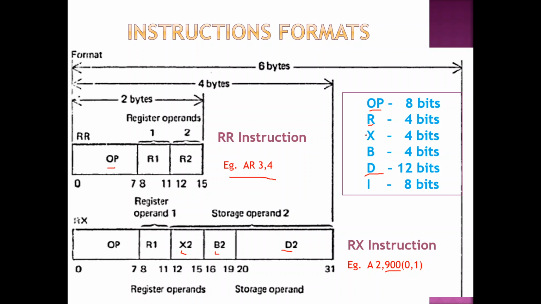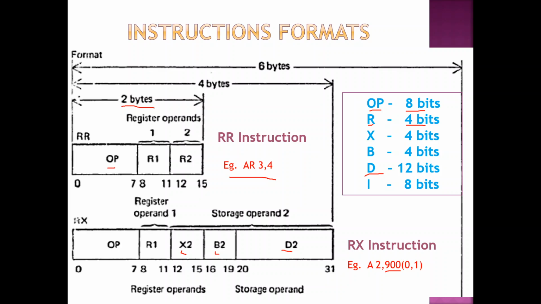So I told you opcode will be represented using 8 bits. Similarly, each register will be represented using 4 bits. So 4 bits for this register, 4 bits for this register. You understand? So this is the format. So what is the size of an RR instruction? RR instruction size is 16 bits or 2 bytes. So RR is the only instruction which is of size 2 bytes or 16 bits.